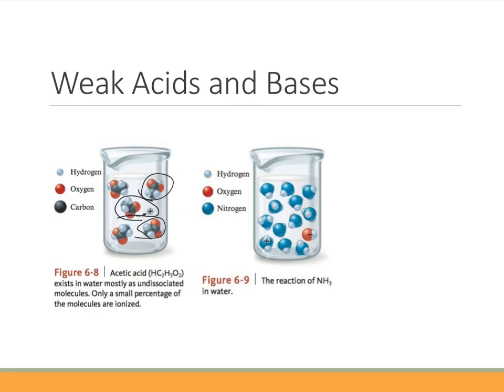Additionally, something like ammonia, NH3, does not contain any hydroxide ions. When this is dissolved in water, it actually pulls a proton off of the water to form the ammonium ion, and that extra leftover bit is an OH ion, the hydroxide ion. Only a small fraction of ammonia in water does this dissociation between the NH4 plus and the OH minus ions.